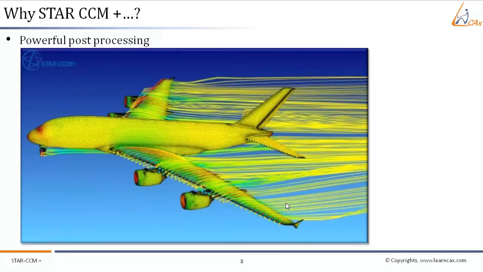Another reason to use STAR CCM Plus software is its powerful post-processing tool. The software has range of post-processing options which can create amazing looking CFD images as shown here of streamlines around an airplane external flow. There are also numerous data options to extract plots, graphs, number and averages. We will learn how to extract these outstanding images when we study the post-processing sessions.